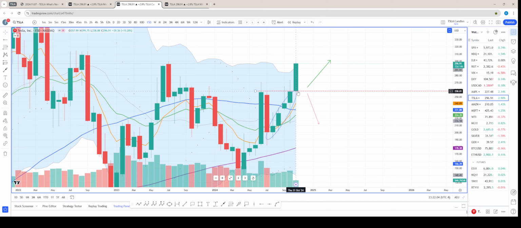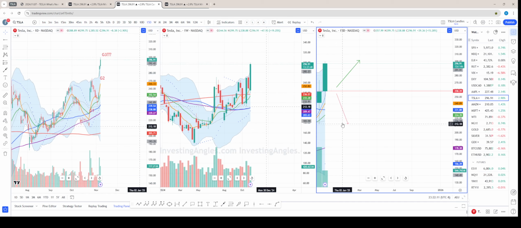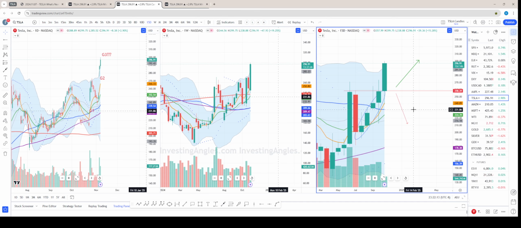However, if it fails and closes below this red line, it will be a big disaster, I would say, and this would be a very strong signal for us. We would know that Tesla is doing something that the investors are not gonna like.